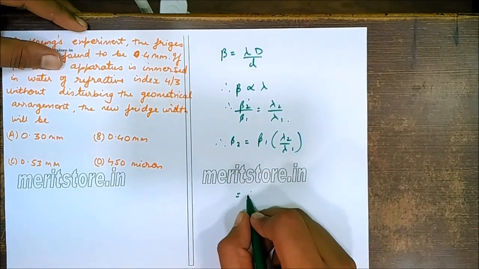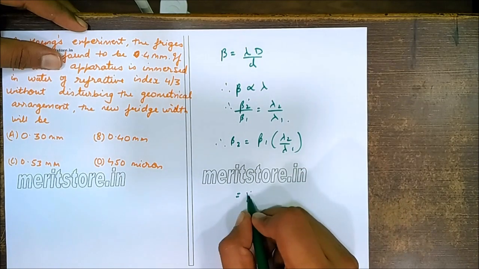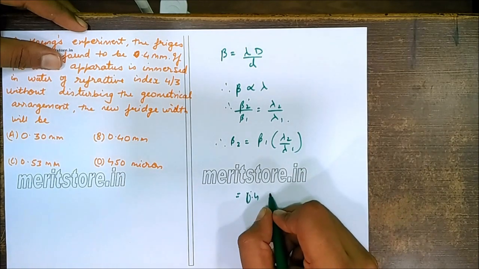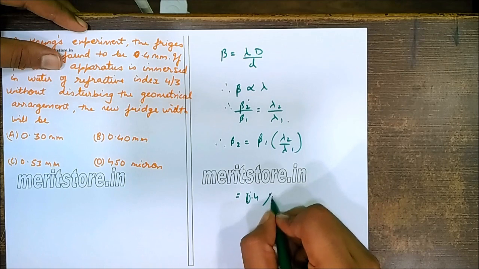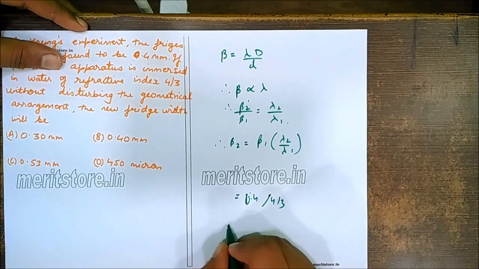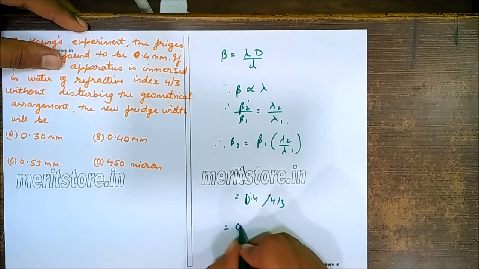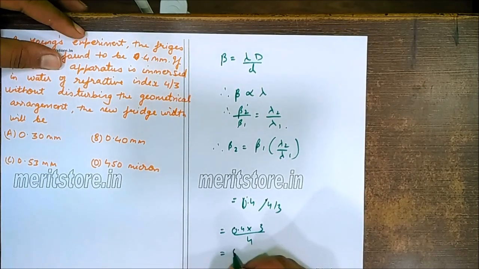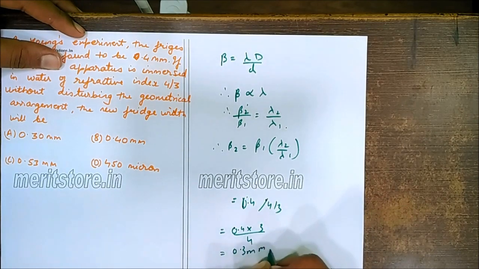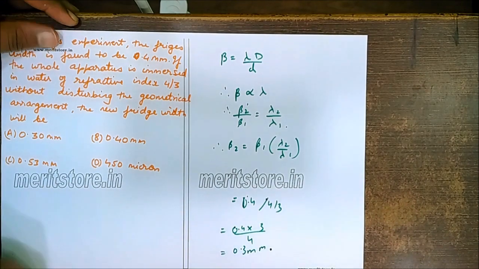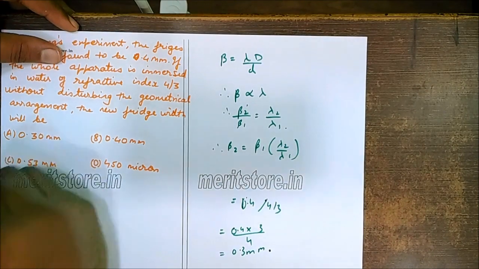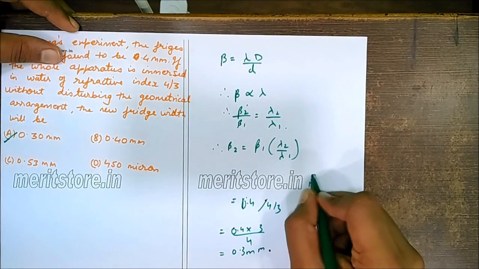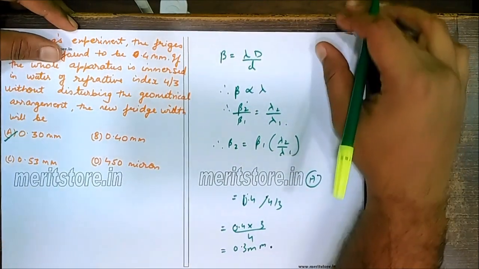Therefore, beta 2 is equal to beta 1 into lambda 2 upon lambda 1. So this gives me 0.4 upon 4 by 3. So this is equal to 0.4 into 3 upon 4, which is 0.3 mm. So the new fringe width will be 0.30 mm. Option A.